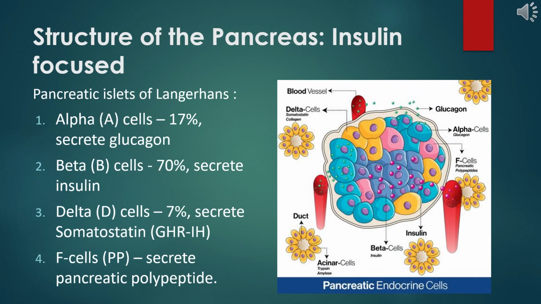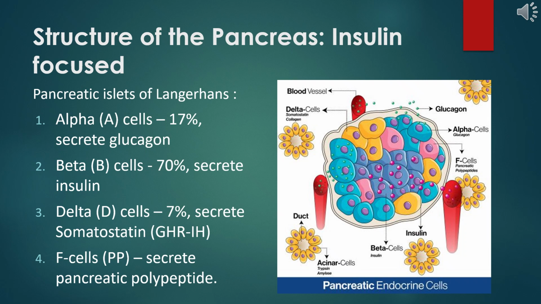Now let's look at the structure of the pancreas, particularly the islets of Langerhans, which are clusters of endocrine cells scattered throughout the pancreas. These islets contain four major cell types. Beta cells, making up around 70% and are the most abundant. They produce insulin, the key hormone for lowering blood glucose.